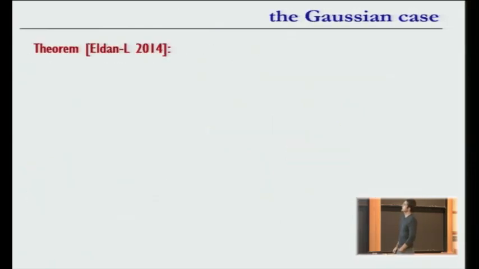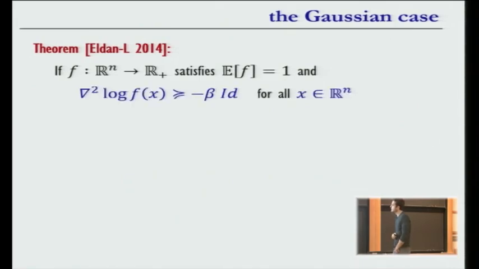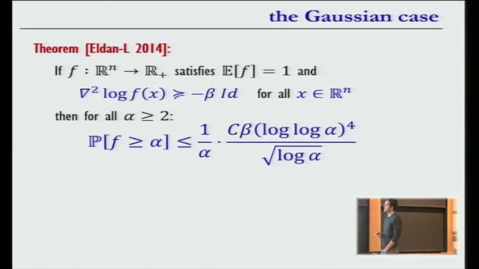All right, so here's the theorem. Joint work with Ronen Eldan. We'll resolve the Gaussian case of the conjecture. But let me state a more general theorem, and then the conjecture will be a corollary of this theorem. We take a function f with expectation 1 over the Gaussian measure, and let's assume, I'll explain this condition in just a second, that the eigenvalues of the Hessian of log f are all at least minus beta. I'll tell you the geometry behind this condition in a second. It's very intuitive, but let's just state the theorem.